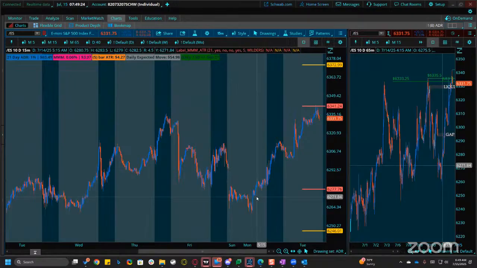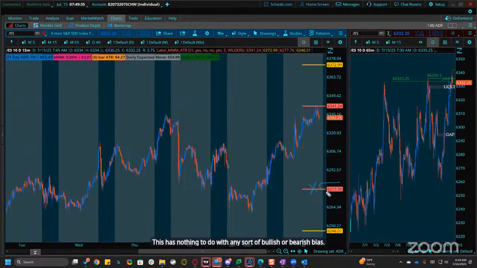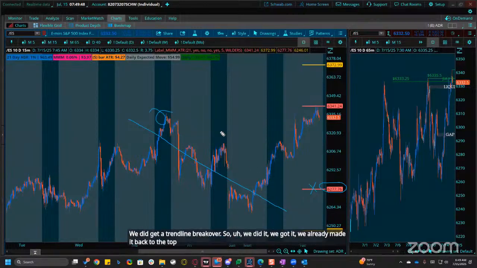We reached the ADR early in the day, which implies we can go to the other side by the end of the day. This has nothing to do with any sort of bullish or bearish bias. It's just a market reaction, right? It's just price doing what price does. We did get a trend line breakover. So we did it. We got it. We already made it back to the top. So it doesn't owe us anything at this point.